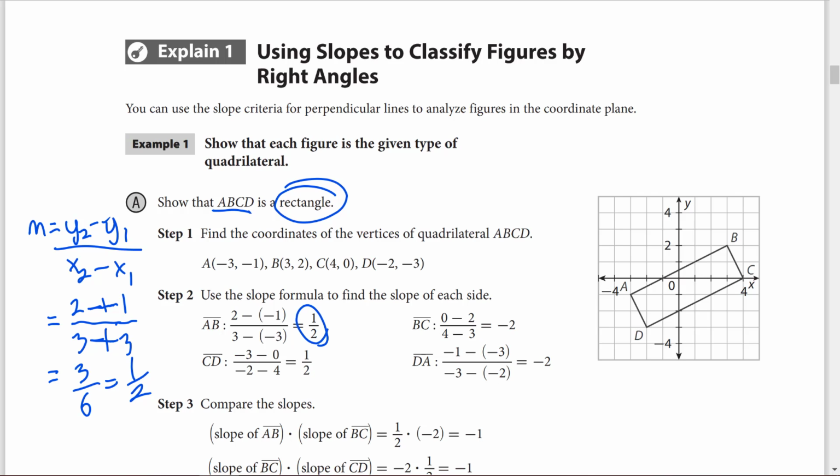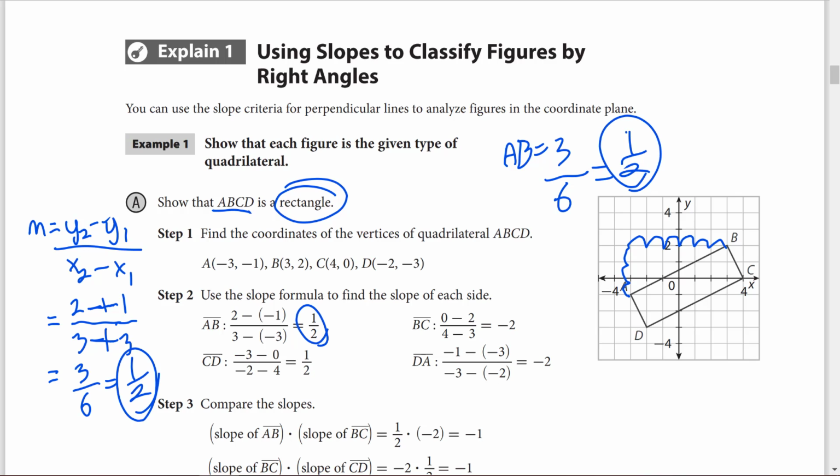So the slope is 1/2. I can do that for all 4 sides, side AB, side BC, CD, and AD. You could also find the slope by counting rise over run. So for example, that one we just did, AB, I would count 1, 2, 3. So it rises 3. And I would count the run, 1, 2, 3, 4, 5, 6. It runs 6 in the positive direction. 3 over 6 is 1/2. So you get the same slope either way, either by counting or using the slope formula.